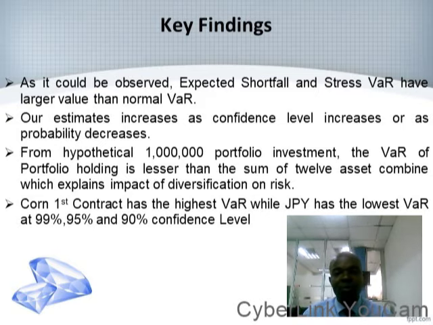From hypothetical 1 million portfolio investment, the VaR of portfolio holding is lesser than sum of 12 assets combined, which explains the impact of diversification of risk. Corn first contract has the highest VaR, while Japanese yen has the lowest VaR at 99%, 95% and 90% confidence level.